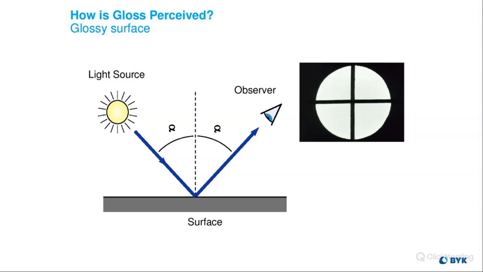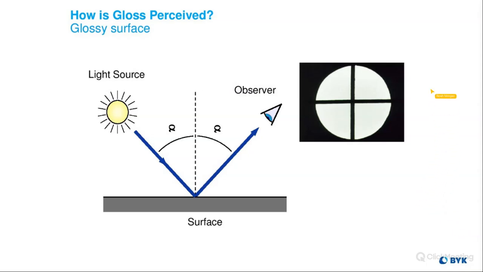So how is a glossy surface perceived? On a glossy surface, we can imagine the surface almost being completely smooth. It doesn't have any defects in it. So as that light source hits that surface and gets reflected back towards our observer, or our eye, we're going to see a very clear image of what that reflected image is. We can say that that surface has a good image forming quality.